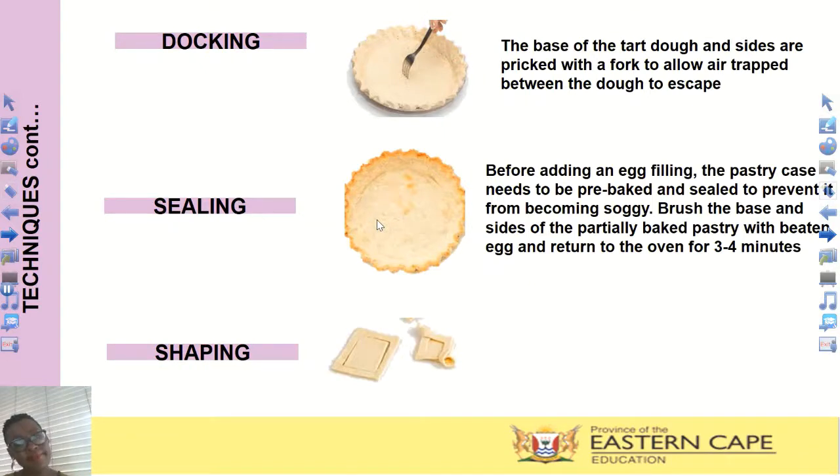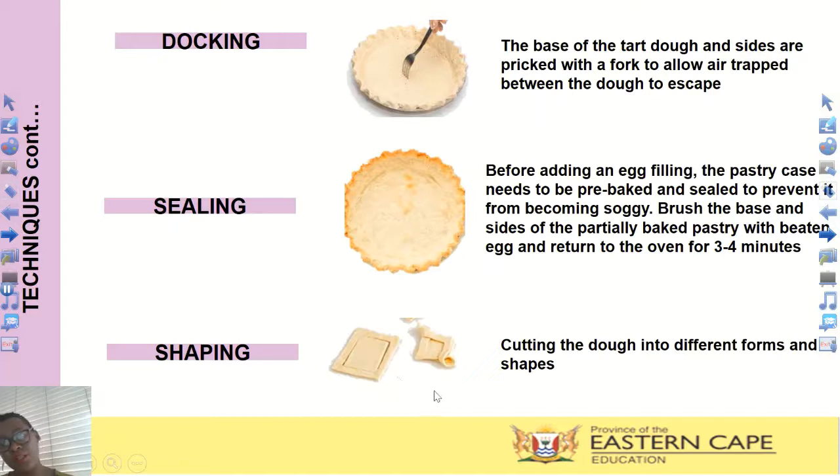Shaping. This is cutting the dough into different forms and shapes depending on the type of product that you are making. In this instance, this is our puff pastry, and you are making Danish pastries, so you are shaping them into the desired shapes.